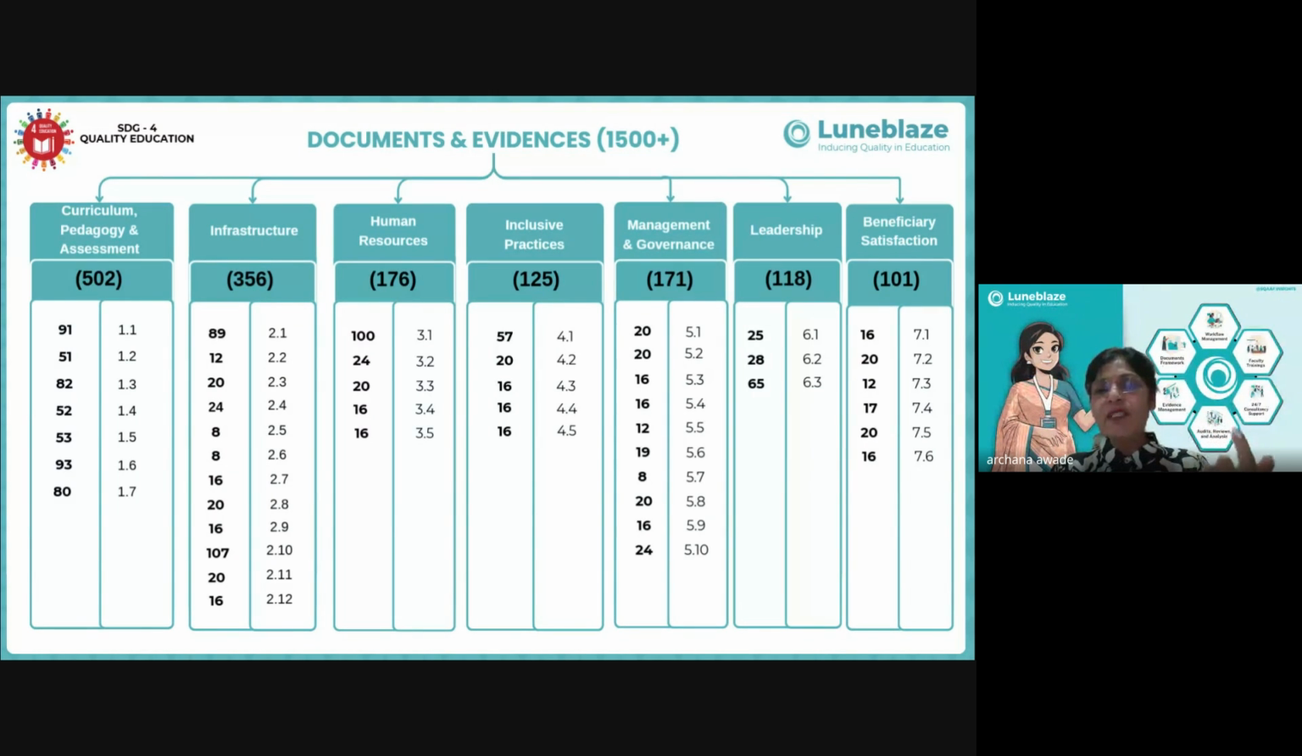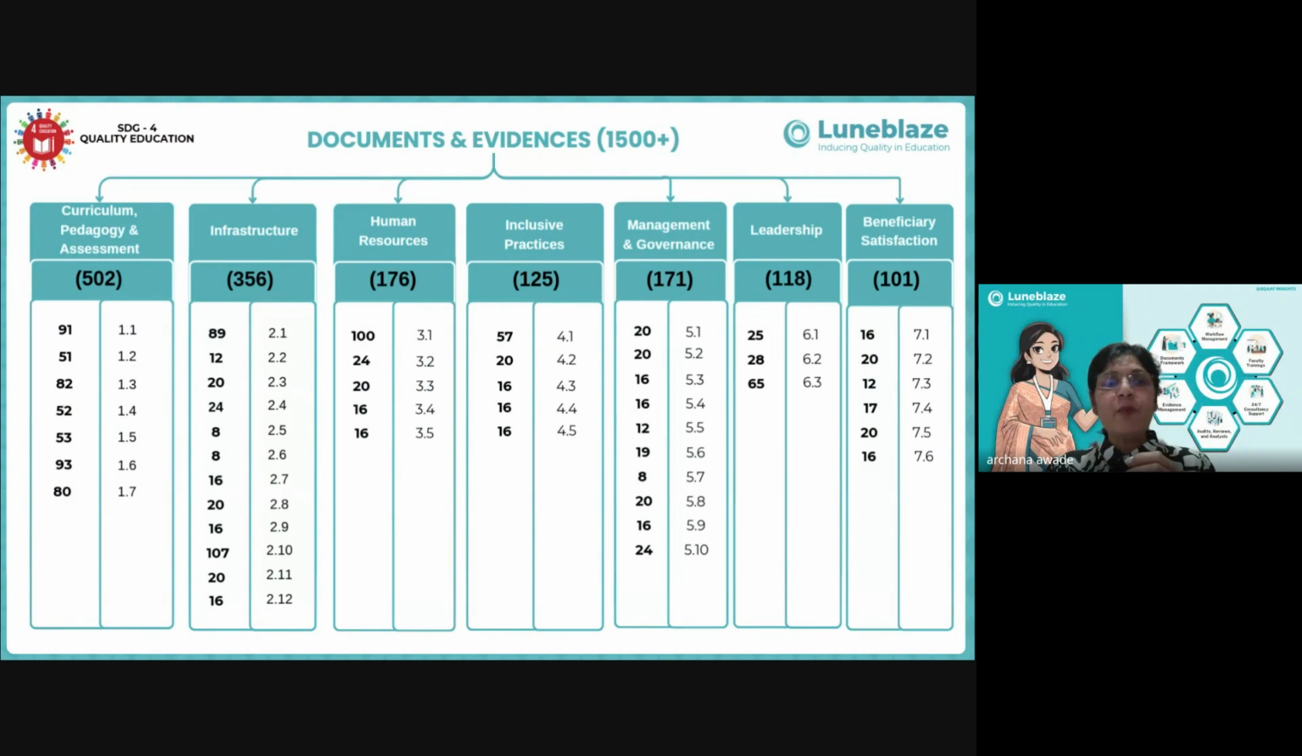Human resources, we have 176 documents, which covers everything from recruitment policy to teacher development and wellness programs. Inclusive practices, we have 125 documents to maintain, which ensures equity, accessibility, and diversity initiatives across the school. Management and governance, we have 171 documents, which reflects leadership structure, audit, strategic planning, and transparency measures.